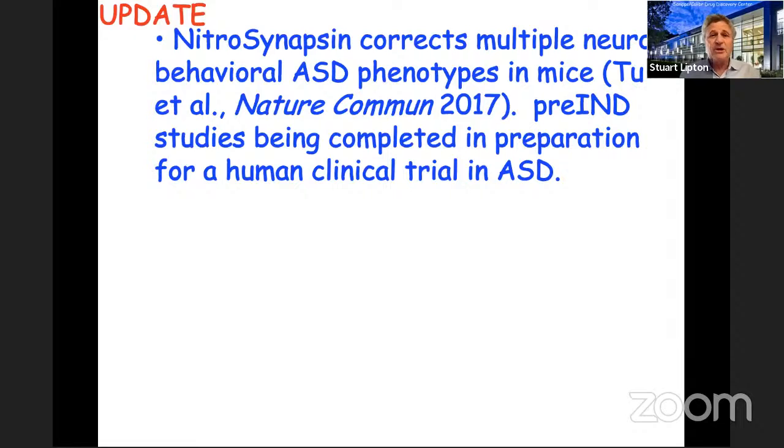So I won't show you again, but I showed you last year, and we published it, that this drug, nitrosynapsin, damps down only the excessive excitation. It doesn't affect normal excitation in the brain. It also corrects multiple neurobehavioral abnormalities in our MEF2C mice. We've now nearly completed pre-IND studies in preparation for a human clinical trial.